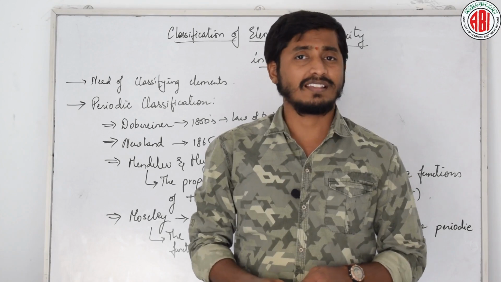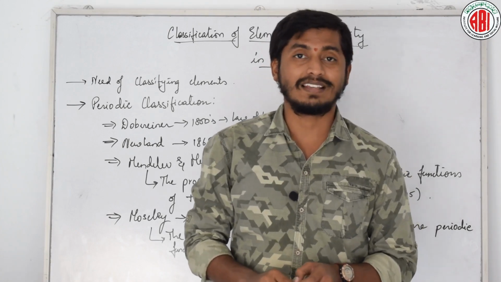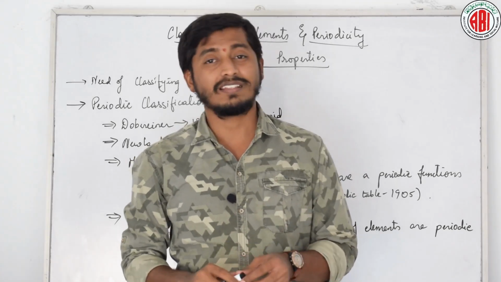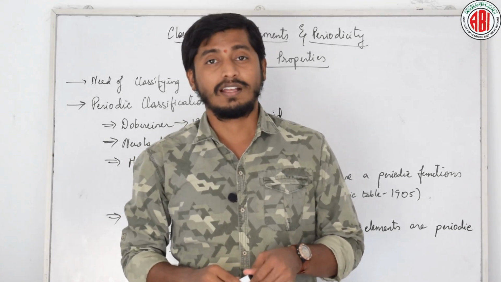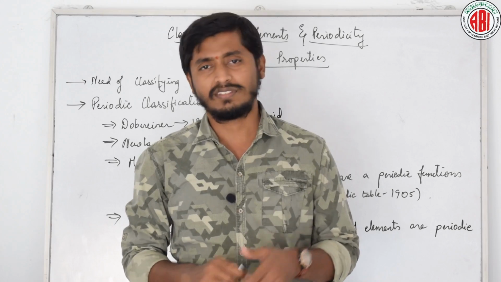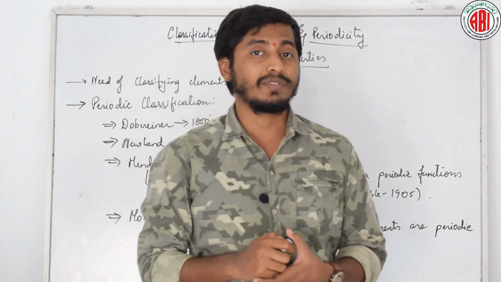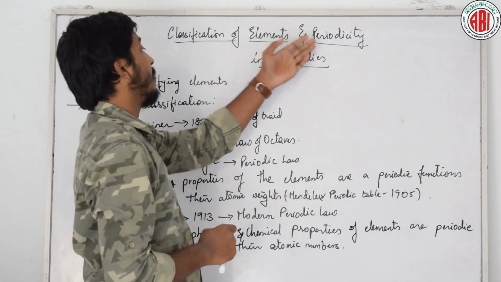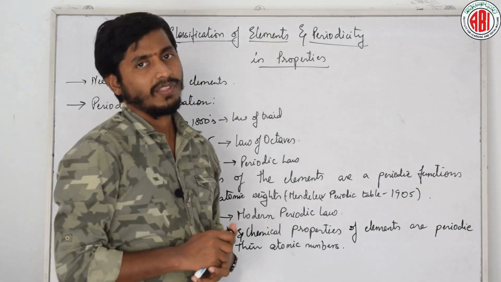We have started our discussion with the first chapter and the basic chapter, Atomic Structure. We have studied the different properties, how the scientists discovered their atomic properties and everything we have discussed in that. And the second chapter we are going to start today is classification of elements and periodicity in properties, right?